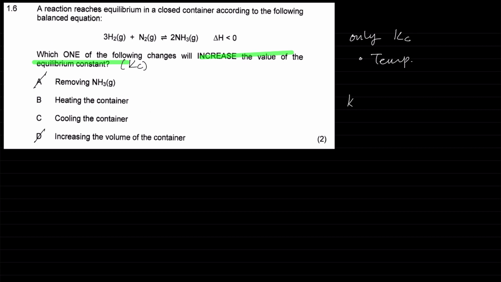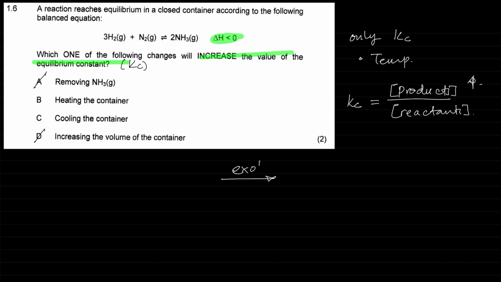Next, remember Kc is equal to the concentration of products divided by the concentration of reactants. Now, if we want to increase Kc, we should try to increase the concentration of products. That's going to increase the numerator and that's going to increase the Kc value. Let's see how we can do that. We can see that the forward reaction is exothermic. So forward is exothermic.